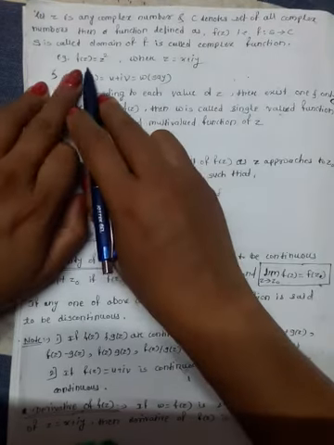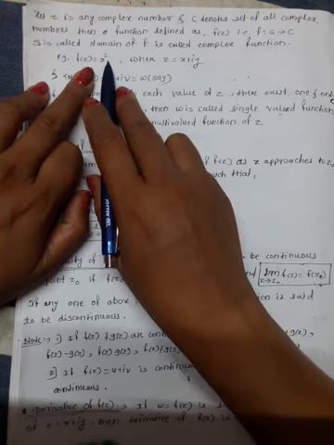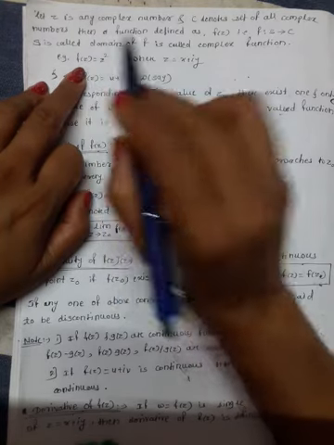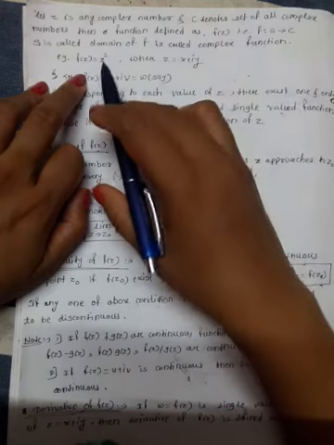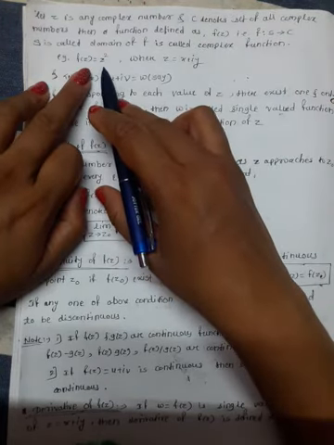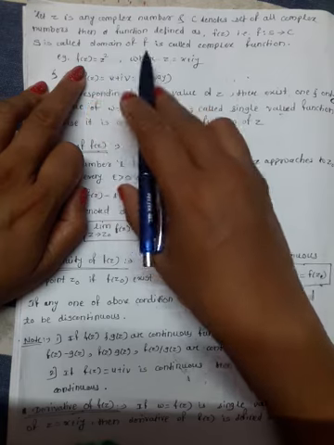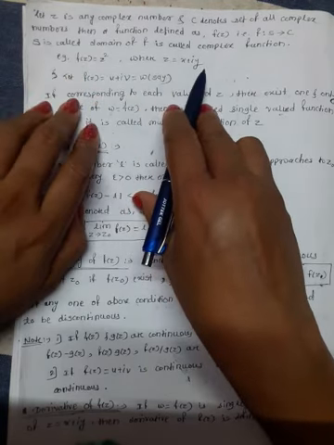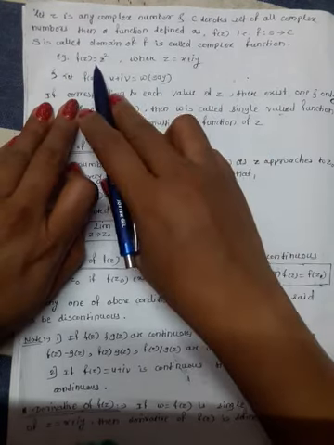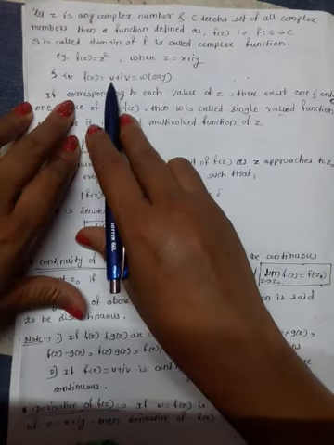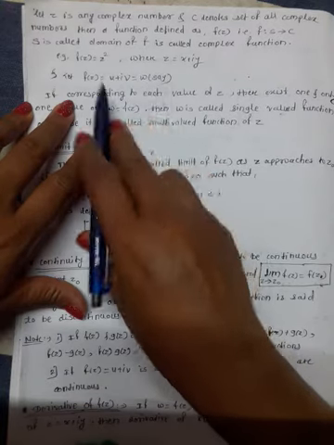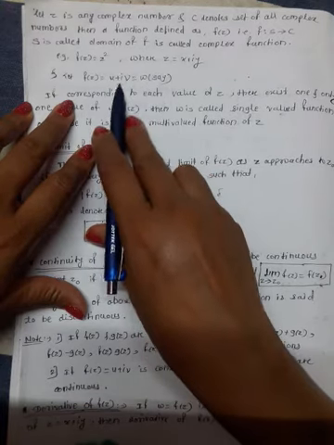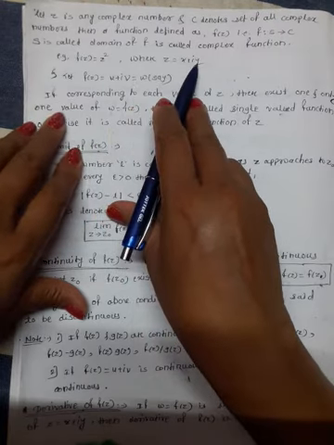For example, f of z is equal to z square. It is different from f of x is equal to x square, because that x is a real number, while here f of z is z square, where z is a complex number whose value is x plus iy. That's why it is called a complex function. Suppose f of z is equal to u plus iv, which is equal to w. Throughout the chapter we denote w as u plus iv and z is equal to x plus iy.